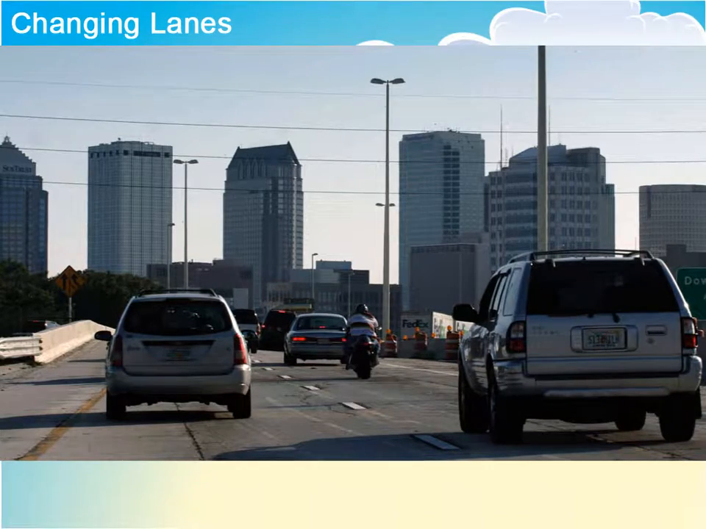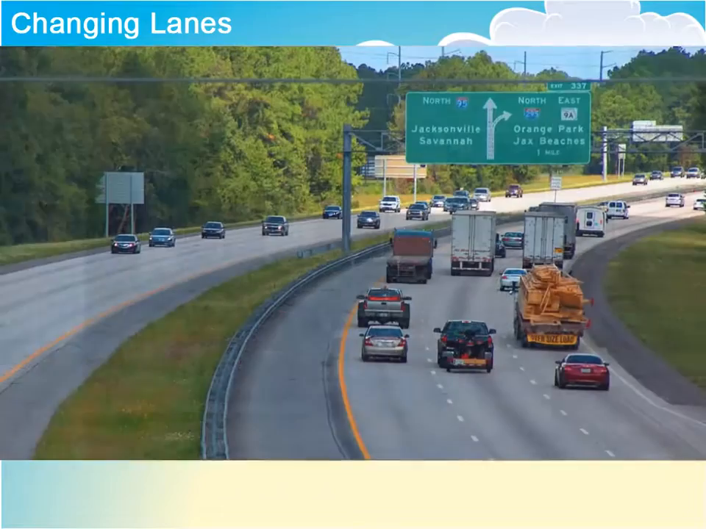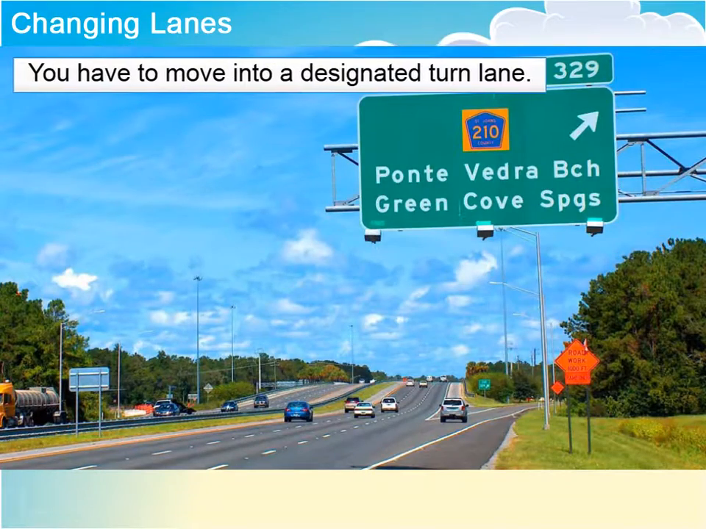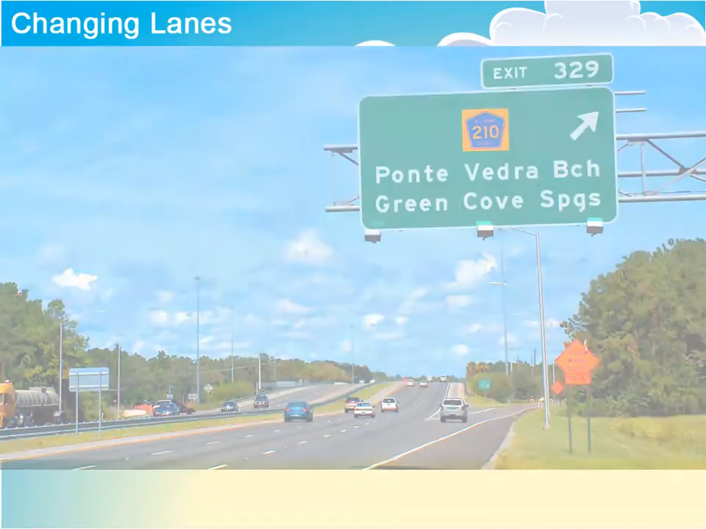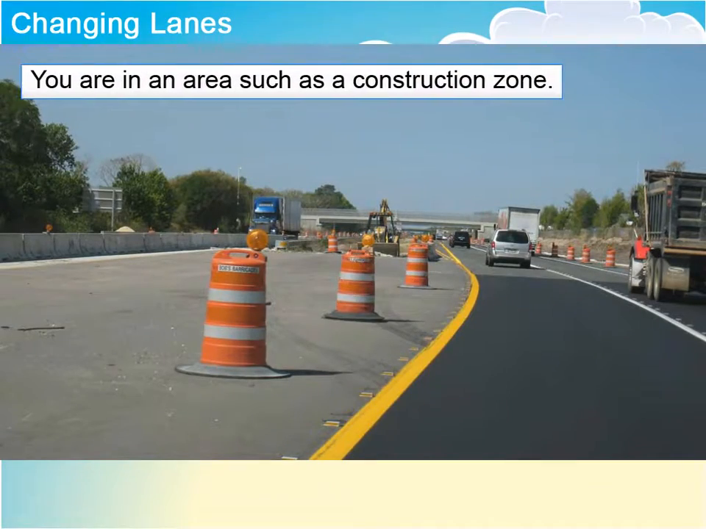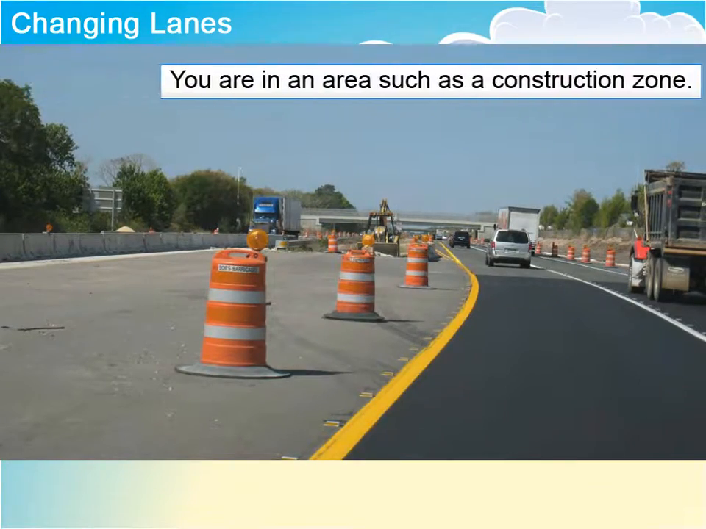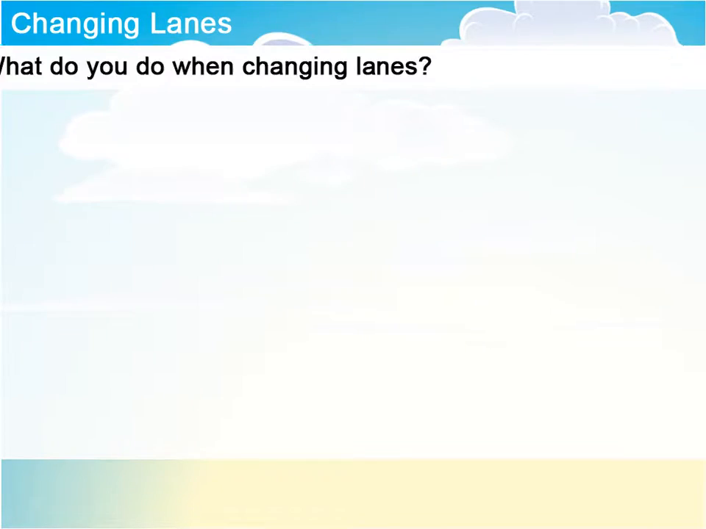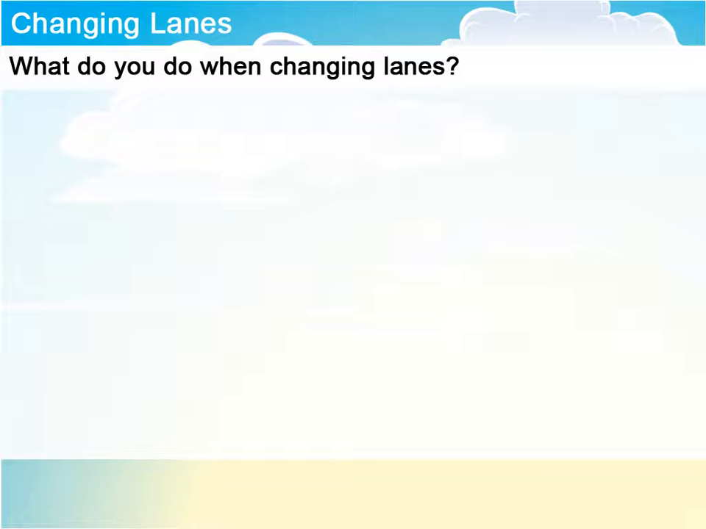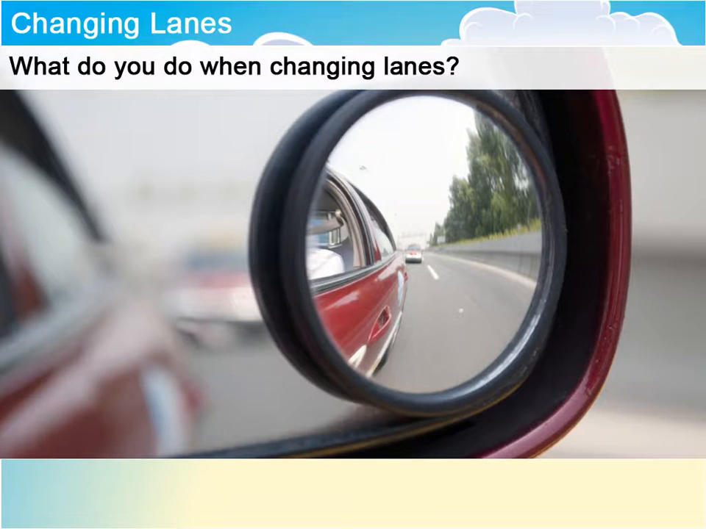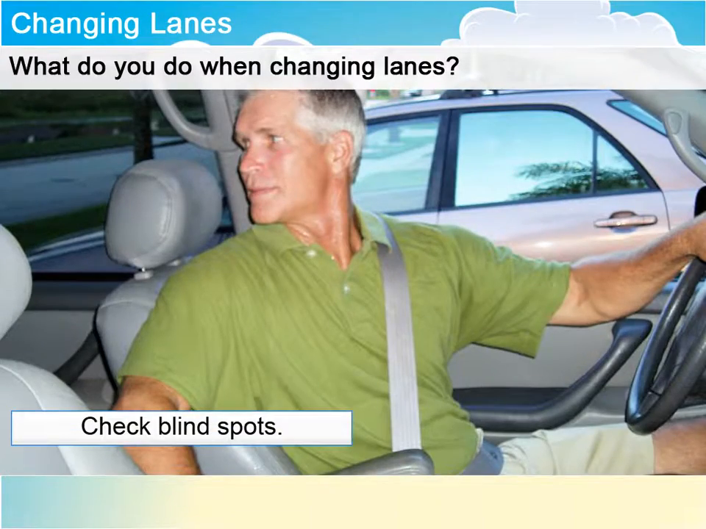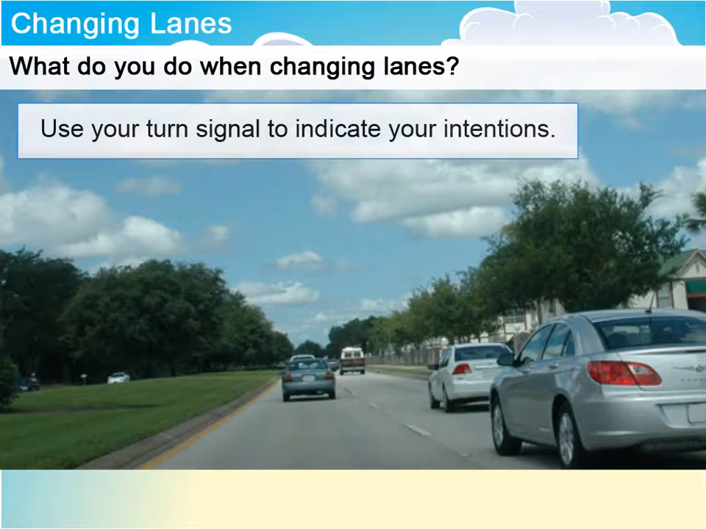There are, of course, times when you must change lanes, such as the lane you are traveling is ending. You have to move into a designated turn lane. You are in an area, such as a construction zone, that mandates lane change, and when you need to pass another vehicle. What do you do when changing lanes? Ensure the road is clear enough to perform the maneuver using your vehicle's mirrors and turn your head to check blind spots. Using your turn signal, indicate your intentions.